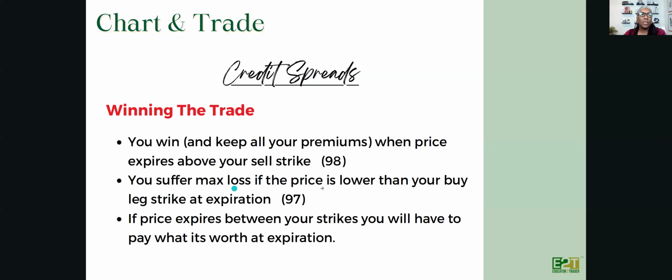You suffer max loss if the price is lower than your buy leg at expiration. So if your buy leg is 97 and price expires below 97, then you're going to suffer max loss. And max loss in that example was $83. The amount of money you're going to lose is $83. And if price expires between your strikes, you're going to basically have to pay whatever it's worth. Depending on where it is, it may be just a few dollars. You may break even because there's a little bit of room for a break even, right? But that's how that works.